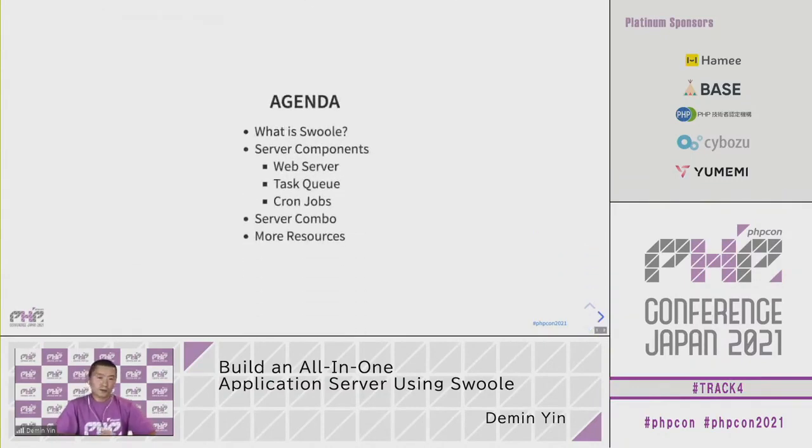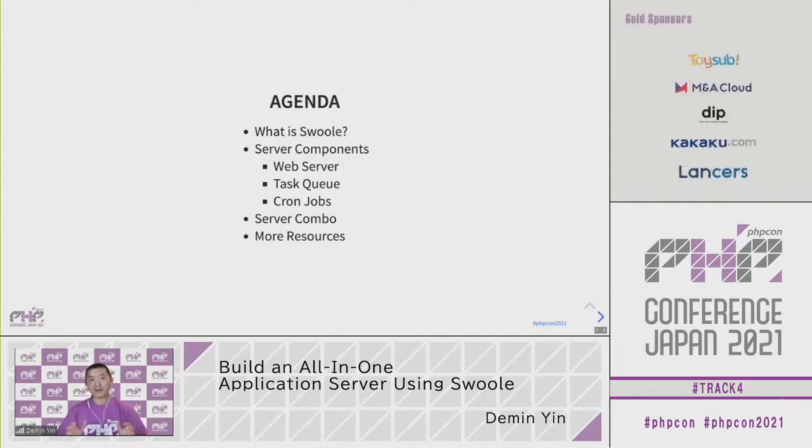So here's what I'm going to talk about today. First, I will explain what Swoole is. Then I will discuss different server-side components like the web server, like task queue, like cron jobs. And then I will discuss how to put these different types of components together to build a server combo, or an all-in-one application server. And at the end of this talk, I'm going to share some more resources about Swoole. And there will be a couple of examples used throughout the talk, and hopefully those examples are interesting ones.